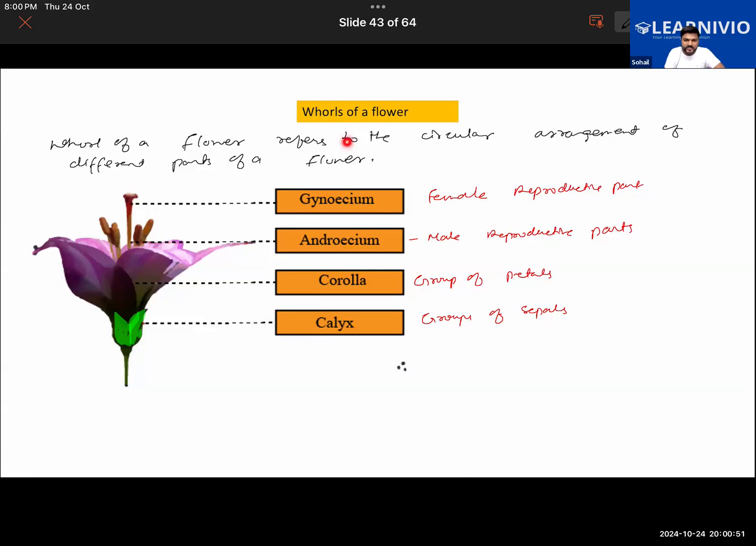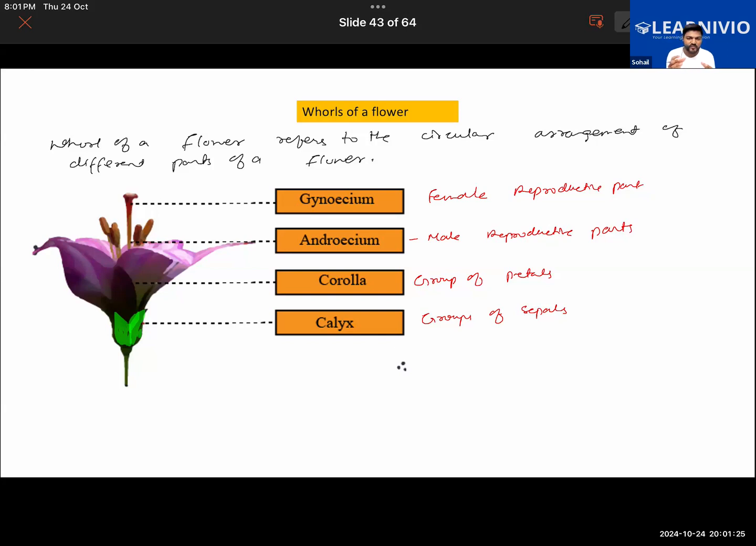So right now we were learning about the whorls of a flower. Whorls of the flower basically refers to the circular arrangement of the petals, of the sepals, of the male reproductive organ and the female reproductive organ. All of them are arranged in a circular manner. Is that clear to both of you or not? Please let me know. Sir, can you repeat again? I was not there.